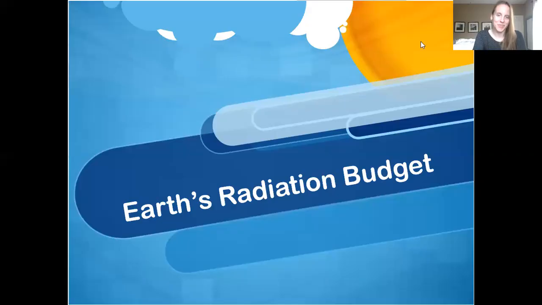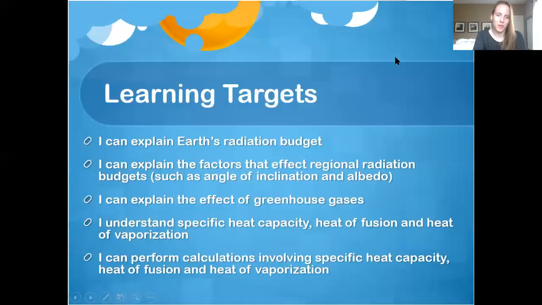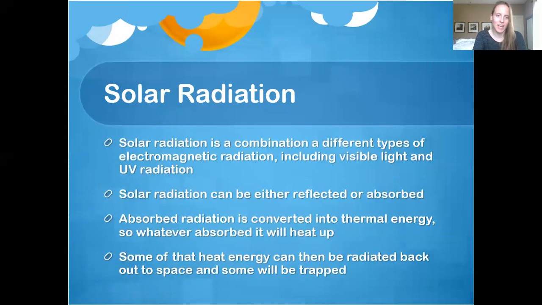So Earth's radiation budget, for this we're going to be going over exactly what that means, the different factors that affect the Earth's radiation budget in different regions. That includes things like albedo and angle of inclination. We're also going to talk about the effect of greenhouse gases, which I'm sure you're all very familiar with. Then we're going to talk about specific heat capacity, heat of fusion, and heat of vaporization, each of which comes with its own set of calculations.